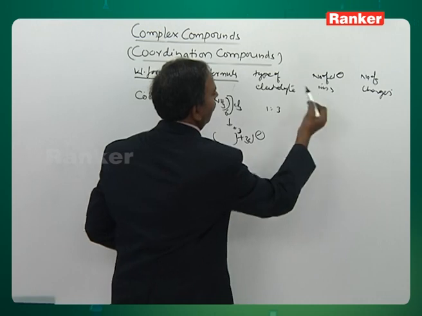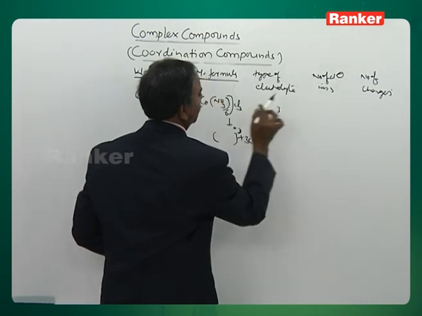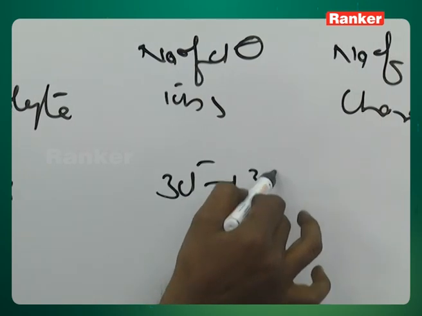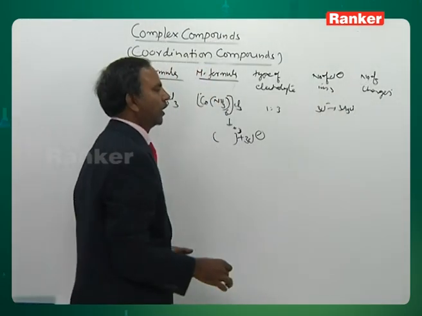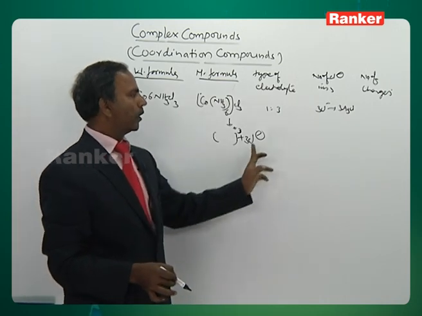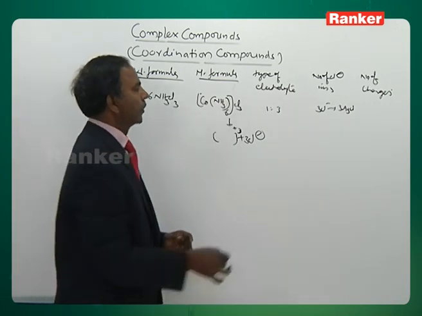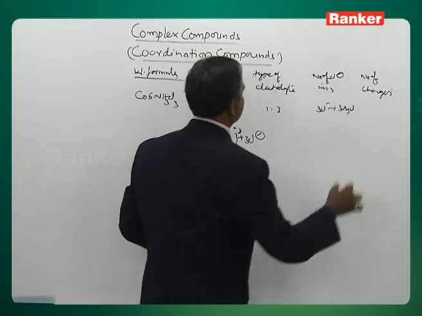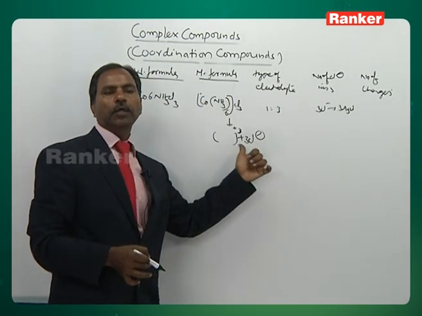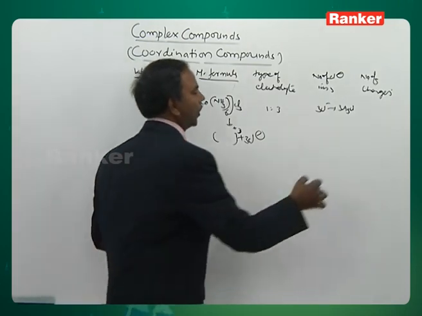Then the total number of chloride ions. Here 3 Cl- ions are produced, so you get 3 AgCl precipitate. So, the Werner formula, modern formula, type of electrolyte, number of chloride ions, number of charges. See how many charges: 3 minus and 3 plus, total number of charges coming to be 6.